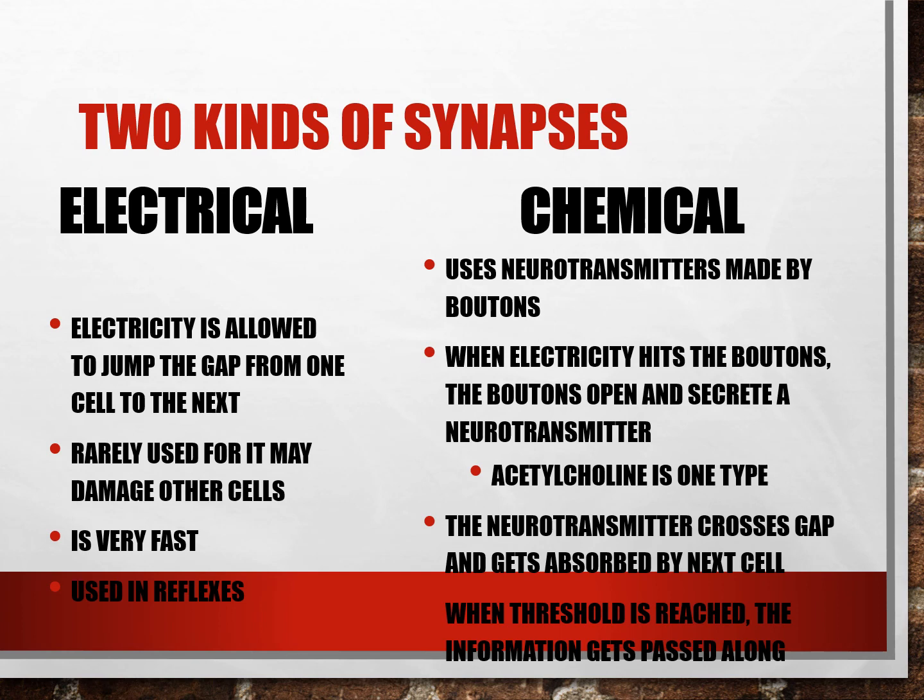Nerves can't speak. So when electricity hits, the Buton explodes open and shoots out ice cold water. That ice cold water is the neurotransmitter. And that ice cold water is going to hit the next cell and wake it up. So it'd be like you sleeping. If I were just to take a little drop of ice cold water, it wouldn't wake you up. But if I dump a huge bucket of ice cold water on your head, you're going to wake up. And this is how most neurons pass information from one cell to the next.